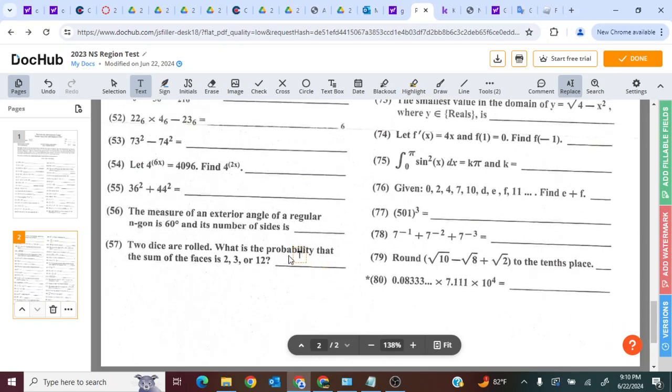2 dice are rolled. What is the probability the sum of the faces is 2, 3, or 12? Okay, how dice work is that the ways you can get it, starting at 2, go like 1, 2, 3, 4, 5, 6, 5, 4, 3, 2, 1. Ending with your 1 possibility on 12, and starting with your 1 possibility on 2. So 1 plus 1 plus 2 gets you 4 possibilities, and there are 36 unique dice rolls, so 1 over 9.